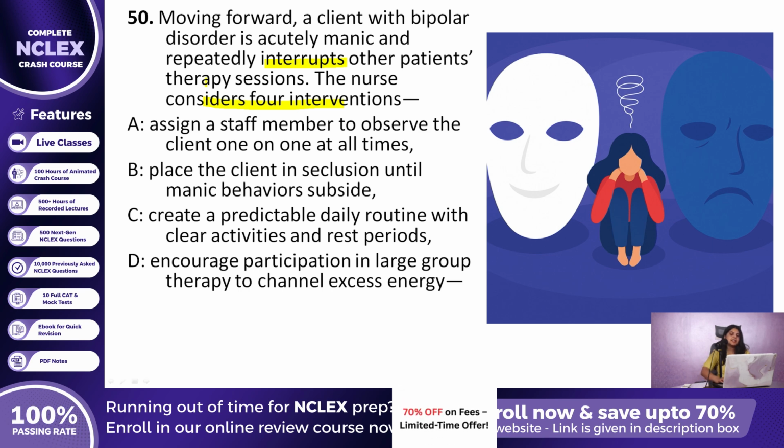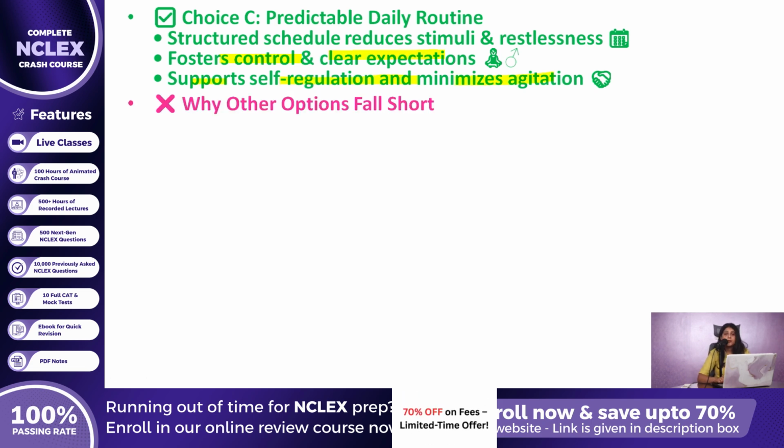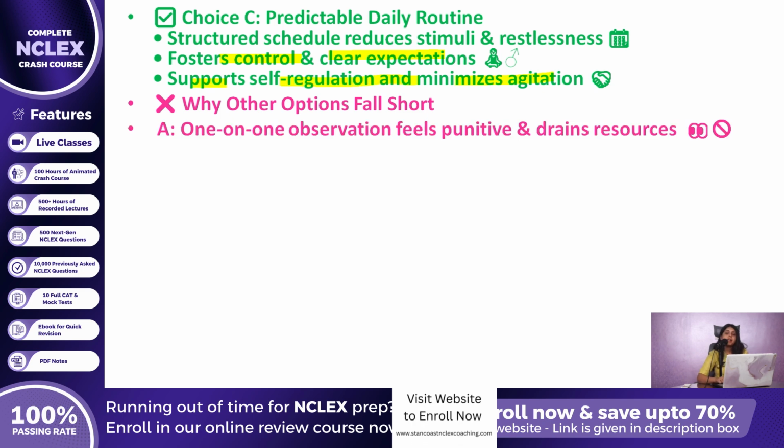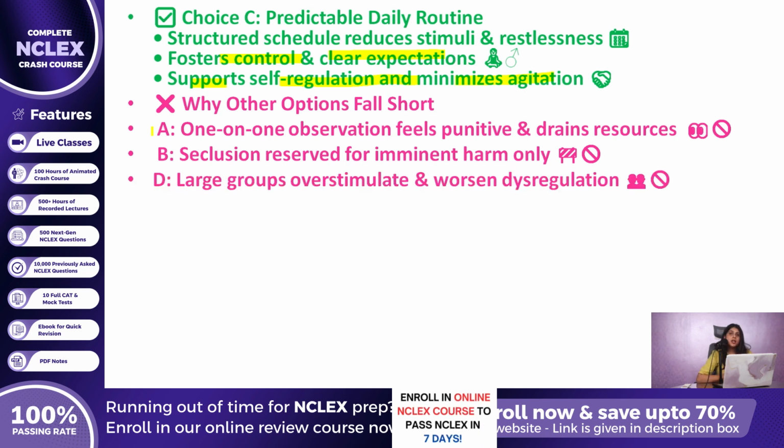And the best choice is C. Create a predictable daily routine with clear activities and rest periods. Mania often presents with restlessness and impulsivity, so a structured schedule reduces environmental stimuli, fosters a sense of control, and sets clear expectations that minimize agitation and support self-regulation. Continuous one-on-one observation, option A, can feel punitive and is resource-intensive. Seclusion, option B, is reserved only for imminent harm, and large groups, option D, provide excessive stimulation that may further dysregulate the client.